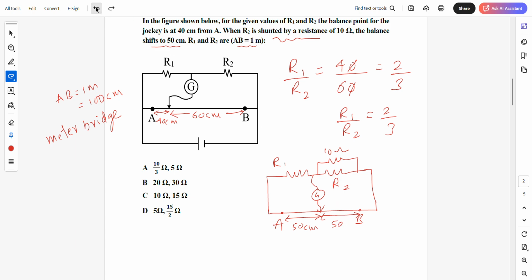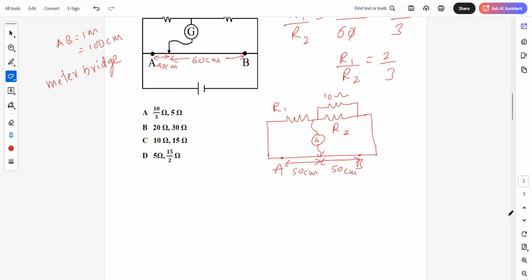50 centimeter, right? Now here again use the concept of Wheatstone bridge. R1 divided by, both are in parallel, therefore 10 R2 divided by 10 plus R2 is equal to 50 by 50. That is equal to 1.